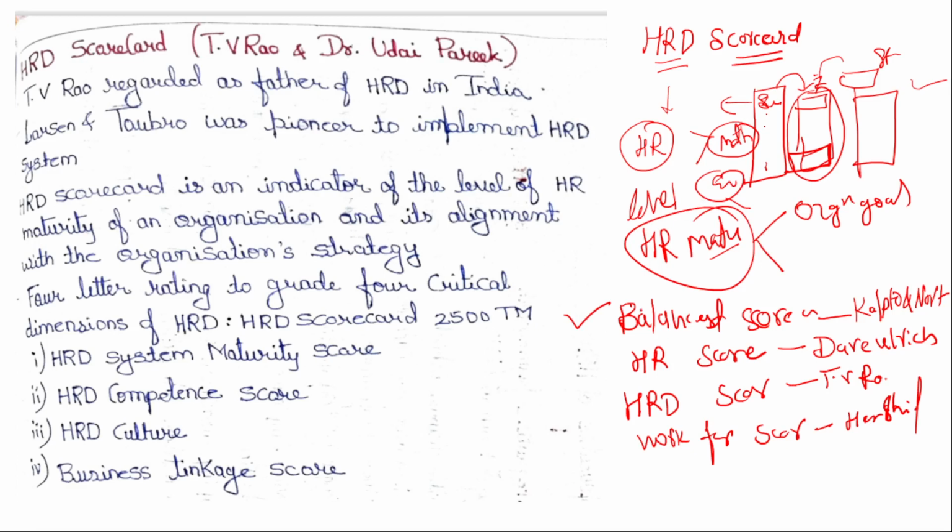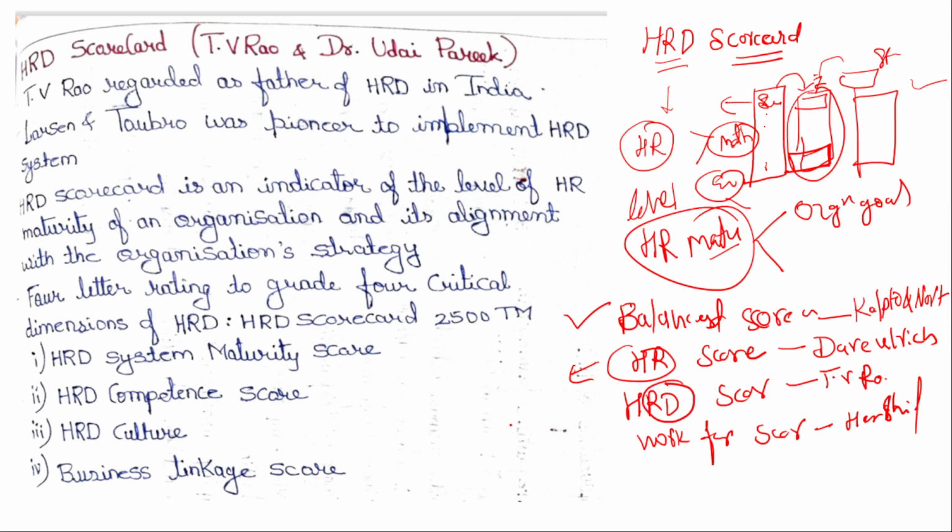It's the complete business. The HR scorecard shows the performance of HR functions: recruitment, training and development, performance appraisal, and all such other functions, planning, and every function which is related to HR. That is represented by the HR scorecard.